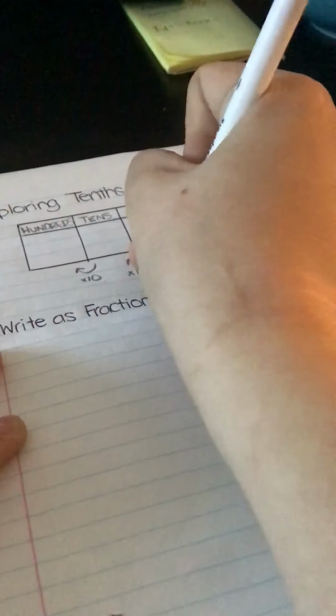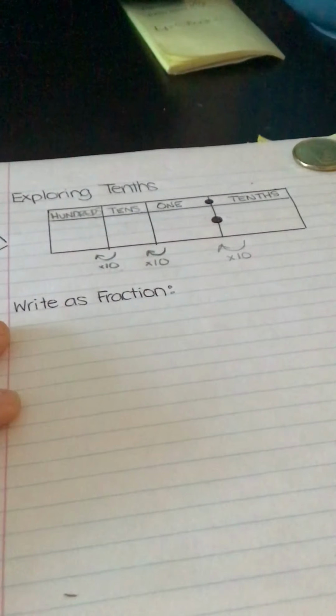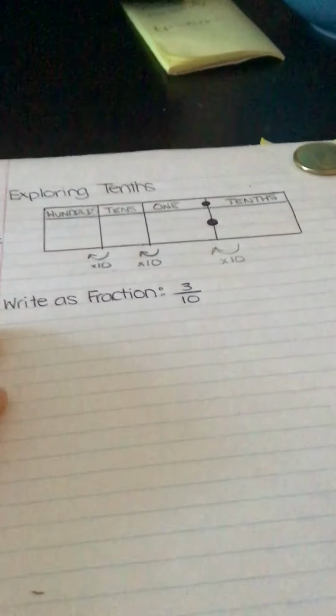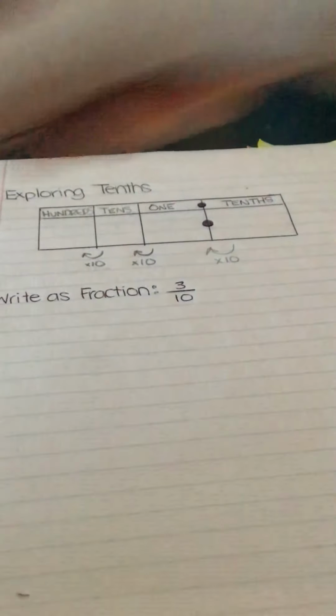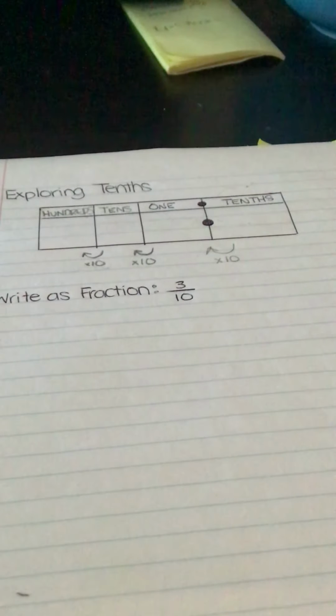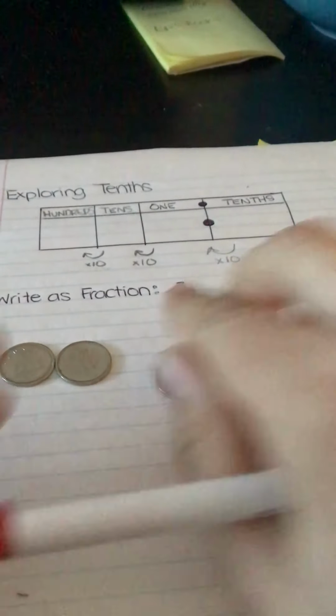So we're going to write it as a fraction, because that's one thing about this transition from fractions to decimals: they're very closely related, as we'll see in the coming weeks or even today. So our fraction 3/10 is clearly 3/10. Just as a visual, we can think of it as those 3/10, right? 3 dimes.